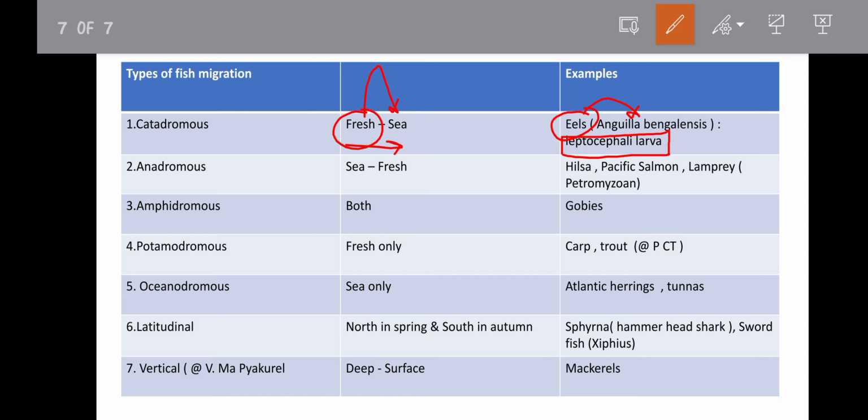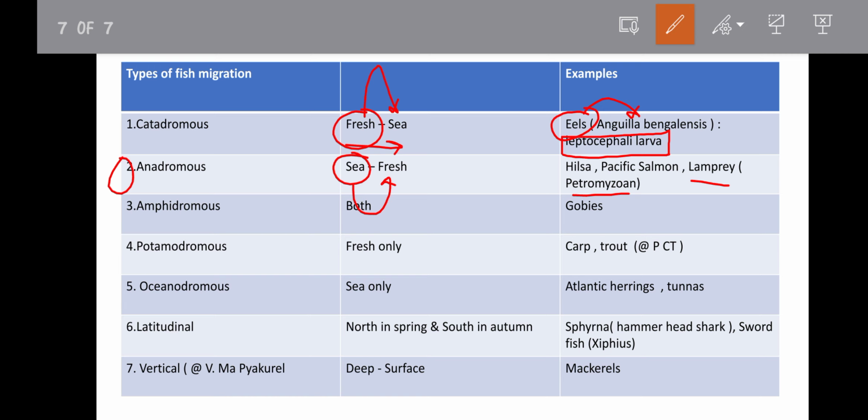Okay, let's move to the next. That is Anadromous. Anadromous is just the opposite of Catadromous. In this, fish travel from seawater to fresh, and examples are Hilsa, Pacific salmon, and lamprey, that is Petromyzon. Lamprey, which is also known as Petromyzon, is actually a cyclostome. These are the examples of this.